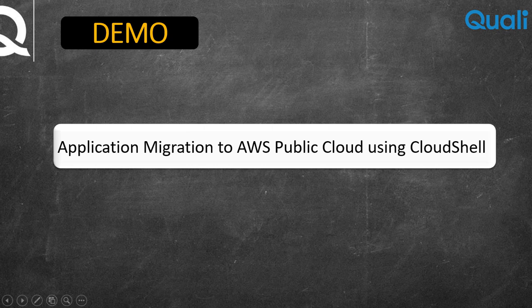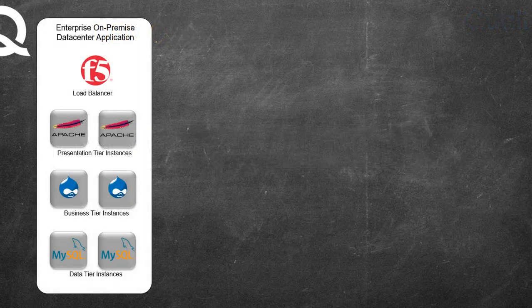Hello and welcome to the Quali demo on the application migration to AWS public cloud using CloudShell. We'll start out with a Drupal content management system on the enterprise data center. It's load balanced using an F5 hardware load balancer, front-ended with the Apache web servers, the actual business tier with the application logic, and then the MySQL data tier.